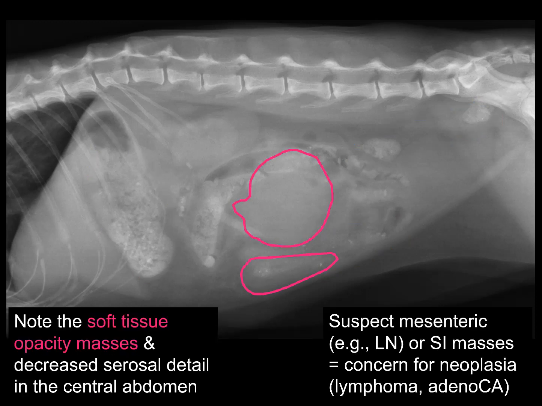What's perhaps more relevant in this case is that there's this big soft tissue opacity mass or masses in that middle abdomen, as well as some decreased detail through there. So I'm concerned about mesenteric masses, such as giant mesenteric lymph nodes or some small intestinal masses, any of which could very easily be neoplasia and might be the ultimate cause for the patient's clinical signs. So that's it for round one of obstruction, and in the next intestinal segment we will talk a little bit more about other obstructions.